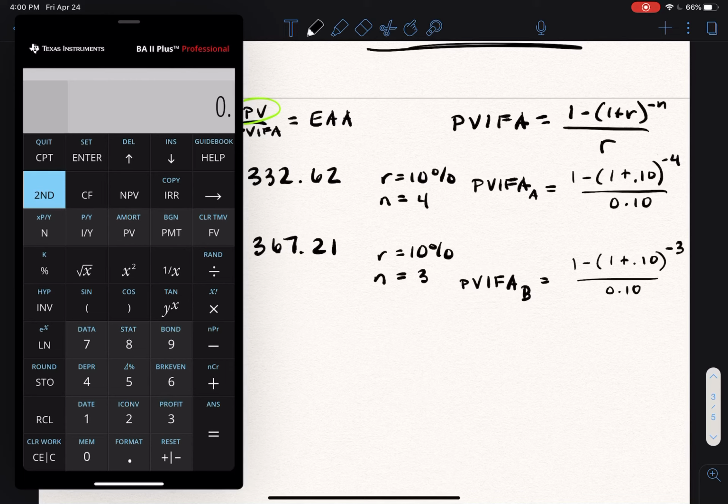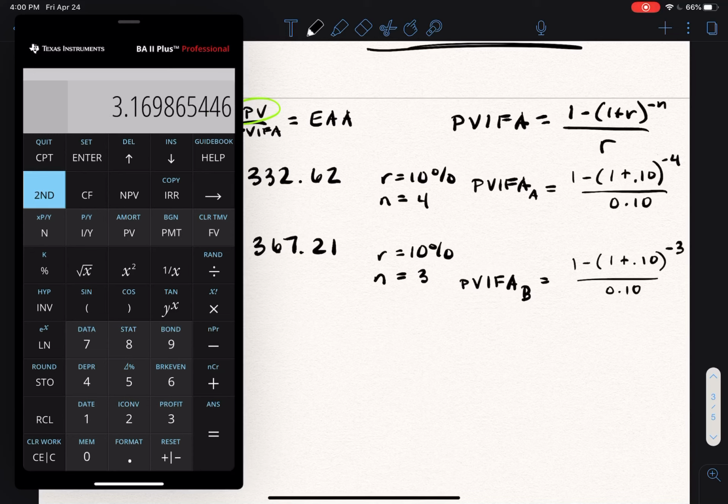So we're going to say 1 plus 0.1 equals 1.1, all right? And then we're going to raise it by hitting that y to the x, right? So raise it to the negative 4, and then we're going to hit equals, all right? And then we're subtracting this amount from 1. So what I'm going to do is make it negative and just add it to 1, because that's the same thing. And so that gives me 0.3169. And then all I'm going to do is divide that by 0.1, because that's the denominator.